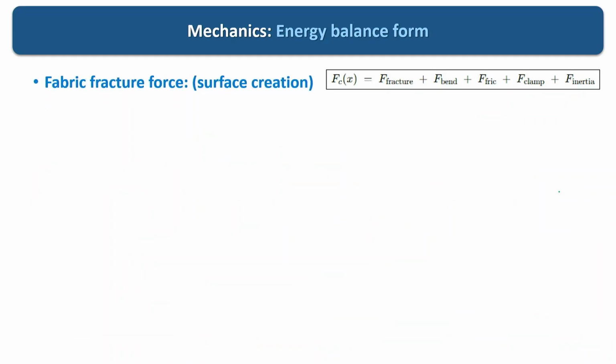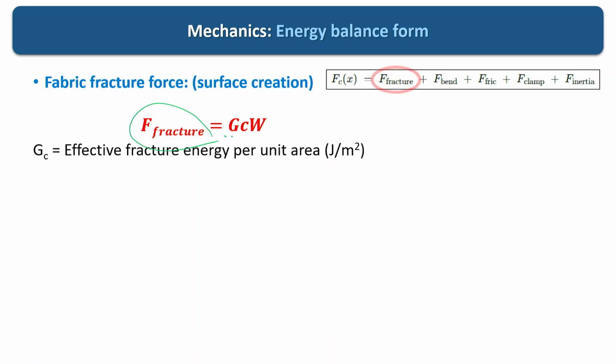So, now if you see the fracture force, this is the F fractural force, which is equal to G C W. What is G? G is the effective fracture energy, effective fracture energy per unit area, joule per square meter. W is the cut width, how much cutting is there, okay, and G C is the effective energy. Okay.